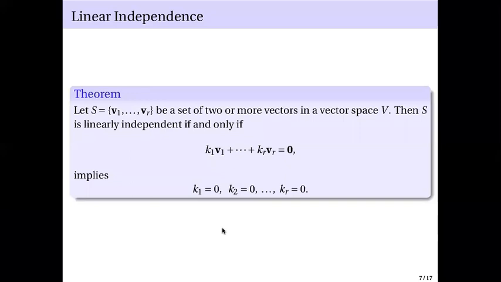Using this theorem, let S be the set containing the vectors v1, v2, up to vr in a vector space V. Then S is said to be linearly independent if and only if, when you write a linear combination k1 v1 plus k2 v2 plus up to kr vr and equate it to 0, you are forced to get k1 equals 0, k2 equals 0, up to kr equals 0.